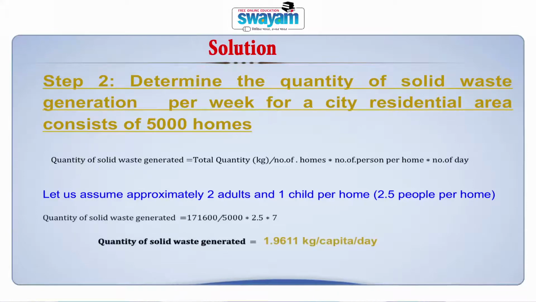So if you take the total quantity, that is 1,71,600, which is obtained from the earlier table, you put that and divide it by 5,000, which is the number of homes in that particular area, and multiply by 2.5 into 7. 7 is the 7 days in a week. So if you divide that, you will arrive at a value of 1.9611 kilogram per capita per day. So for the residential area having 5,000 houses, the per capita waste generation will be 1.9611 kilogram per capita per day.